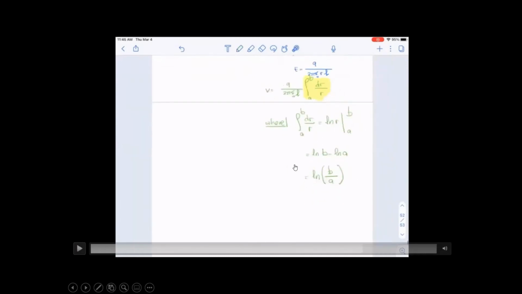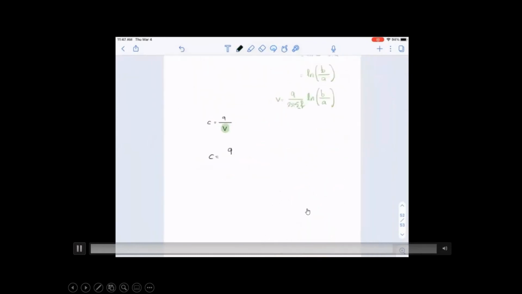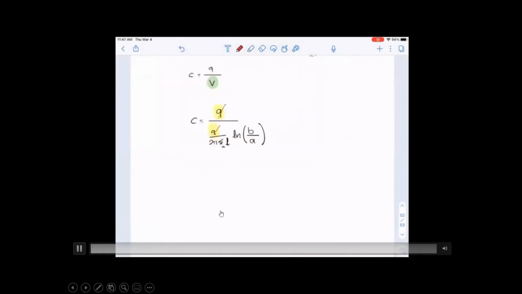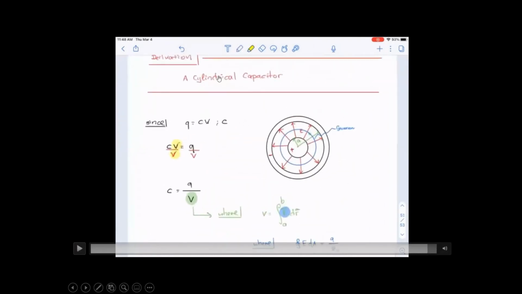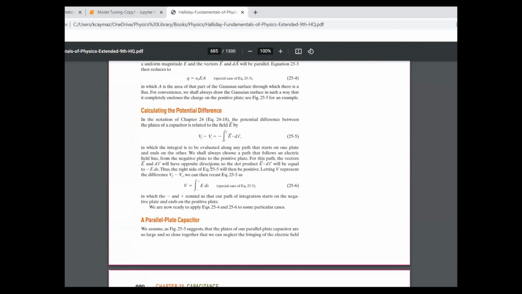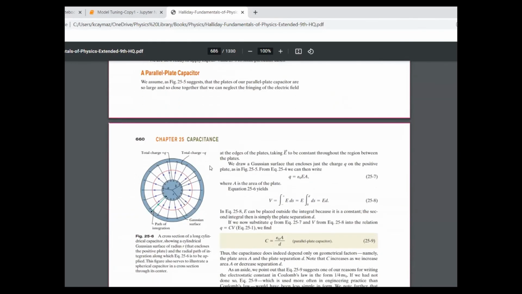All right, so do a back substitution into the voltage equation, and then the voltage equation is going to get substituted into the original capacitance equation. And then the charges will cancel. Denominator over denominator is a numerator. All right, guys, so you come up with a generalized expression for capacitance. Okay, so this is so much easier than the book's approach. All right, so cylindrical capacitor.